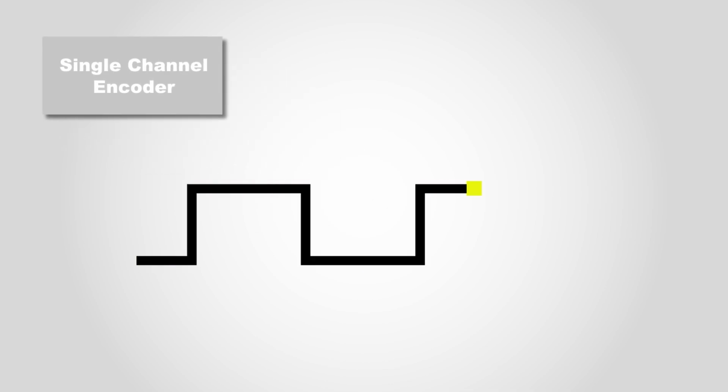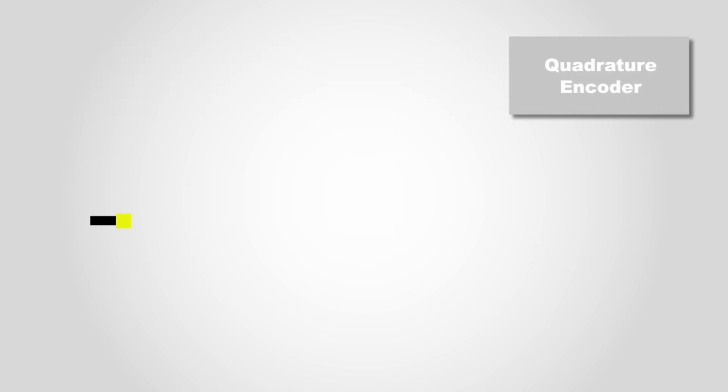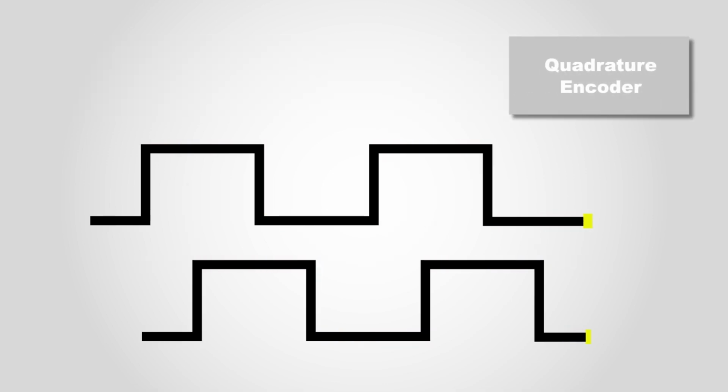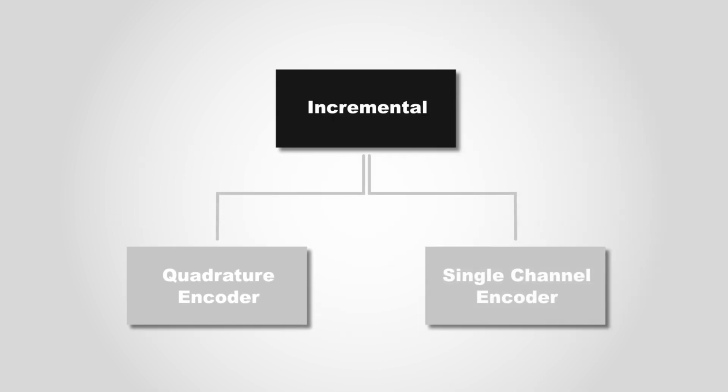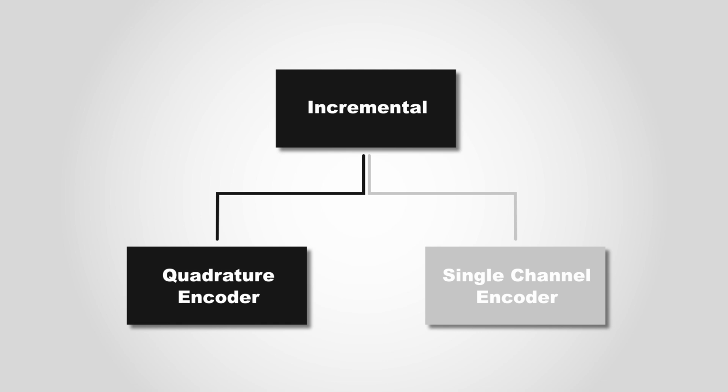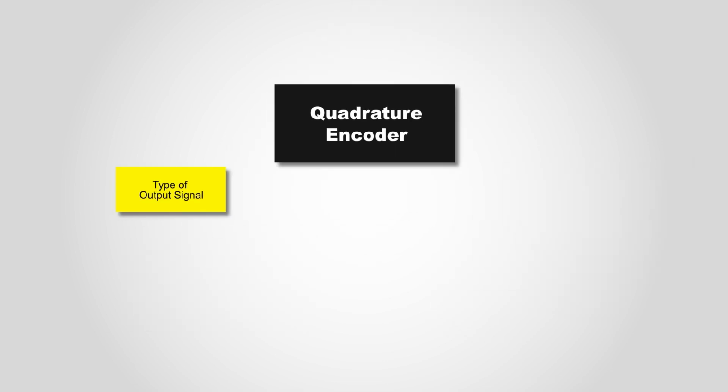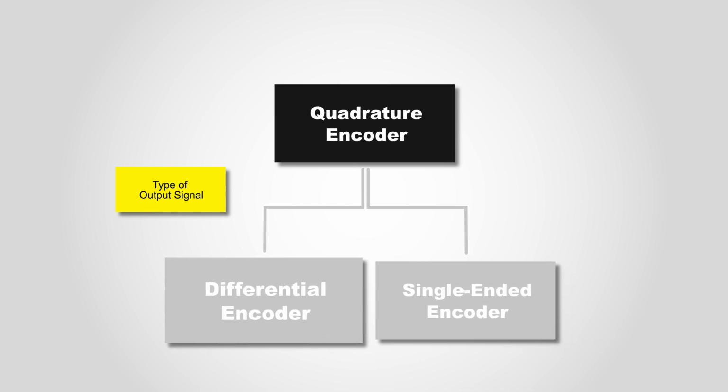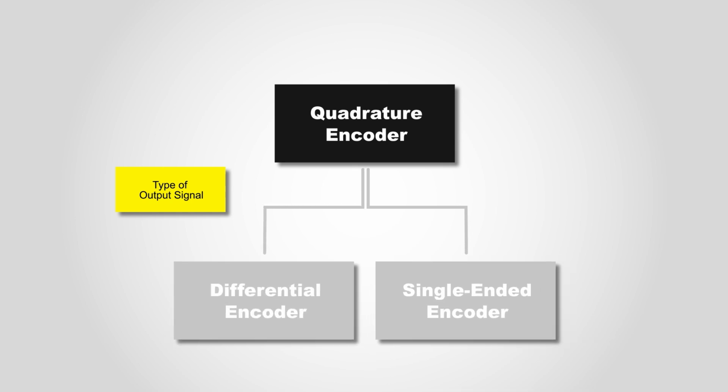A single channel encoder has one output signal that pulses with each step of the rotation. A quadrature encoder has two output channels with an offset by 1/4 of a pulse cycle among them. Line scan applications which require more resolution should use a quadrature encoder. There are two types of quadrature encoders, single-ended and differential encoders, that send signals from the output channels.